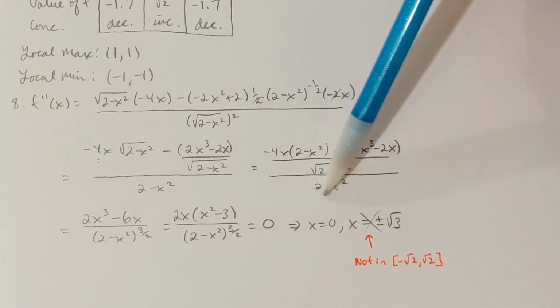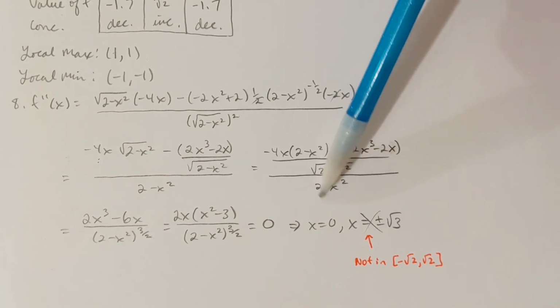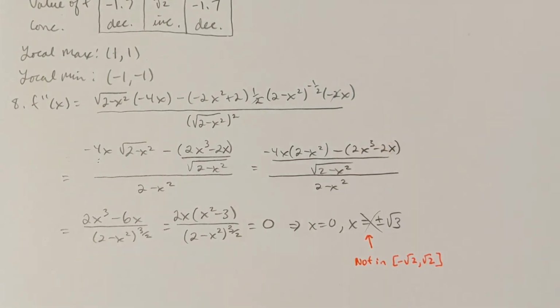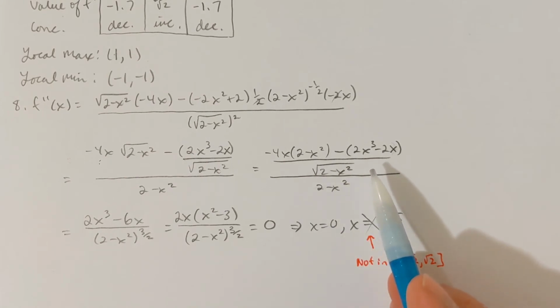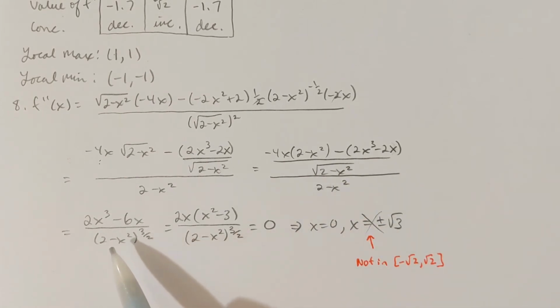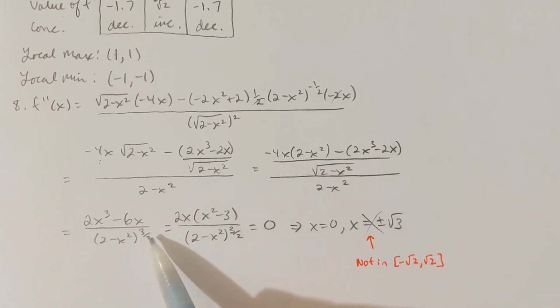And now 2 minus x squared is the same as 2 minus x squared over 1 in the denominator. So let me go ahead and flip that. The square root of 2 minus x squared times 2 minus x squared, keep the base and add the powers, that'd be 2 minus x squared to the 3/2 power, right? When I take 1/2 plus 1 is 3/2.